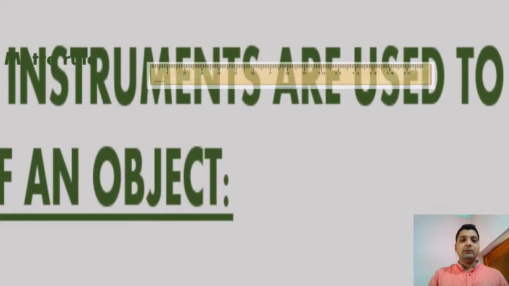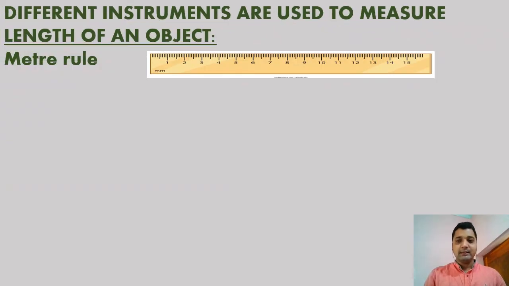So let's come to the different instruments. First one, if we look here, is the meter rule or meter scale. In our geometry box we use a scale starting from 0 cm to 15 cm. Sometimes we use a scale which starts from 0 cm and goes up to 30 cm. In the lab, they use a scale called the meter scale. It is from 0 cm to 100 cm.